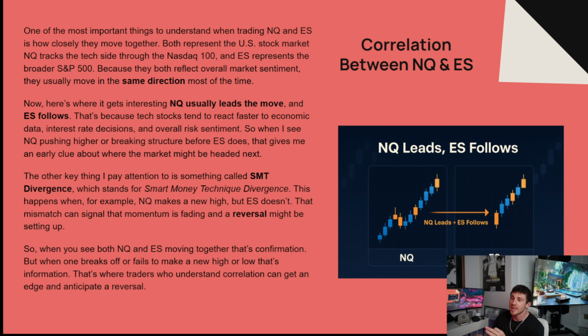So the other key thing I pay attention to is something called an S&T divergence, which we just went over, and it stands for smart money technique divergence. This happens, for example, when NQ makes a new high, but ES doesn't. That mismatch can signal the momentum is fading and a reversal might be setting up. Again, it gives you confirmation that price could continue in the opposite direction.